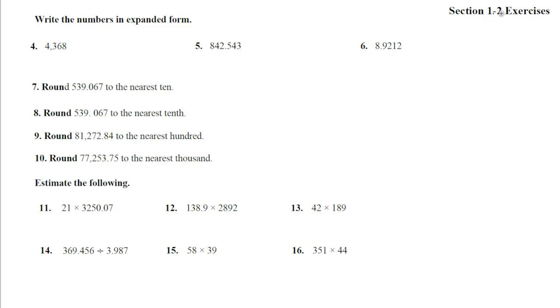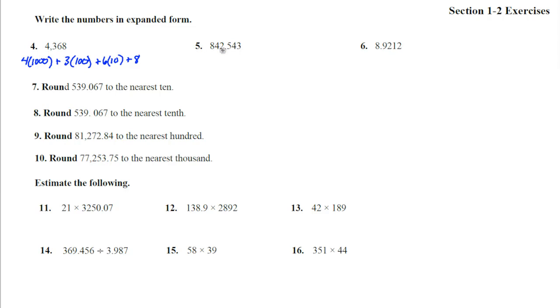Here we are in section 1-2 exercises, numbers 4 through 16. Write the numbers in expanded form. That means we're going to take this and note what place value it's in. So it's 4, and that is in the thousands place. Notice that's the ones, tens, hundreds, thousands. So it's 4 thousands plus 3 is in the hundreds place. And then 6 is in the tens place, so 6 tens and 8 ones. There we go, good. Next one.